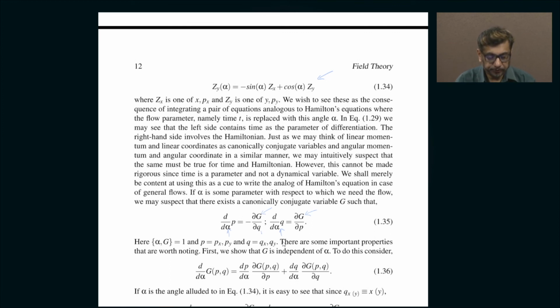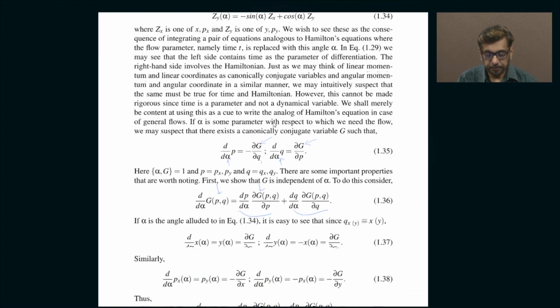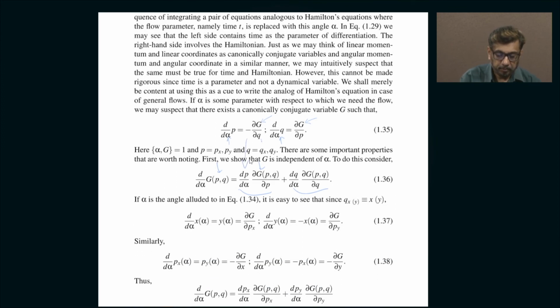So let's write down the rate of change of G with respect to alpha, and using chain rule it is going to look like this. G changes with alpha because G changes with P and P changes with alpha. So I get this term, and then as Q changes, G also changes. So the dependence of Q on alpha is going to be important in determining how G changes with alpha as well. Having done this, I insert my putative Hamilton's flow equations into this, and then if there exists a G which obeys this sort of a relation, then it's obvious that this quantity.